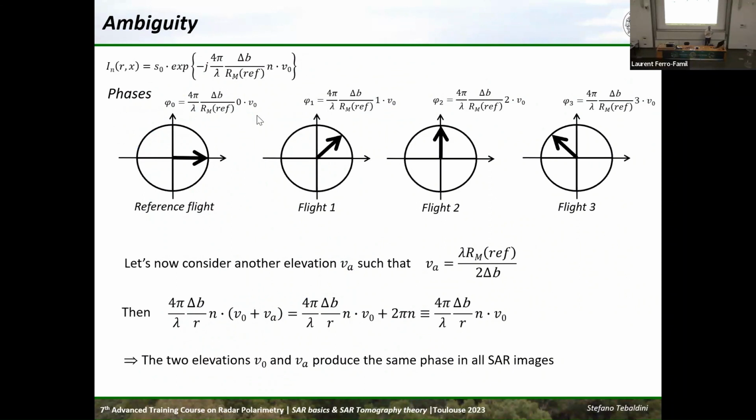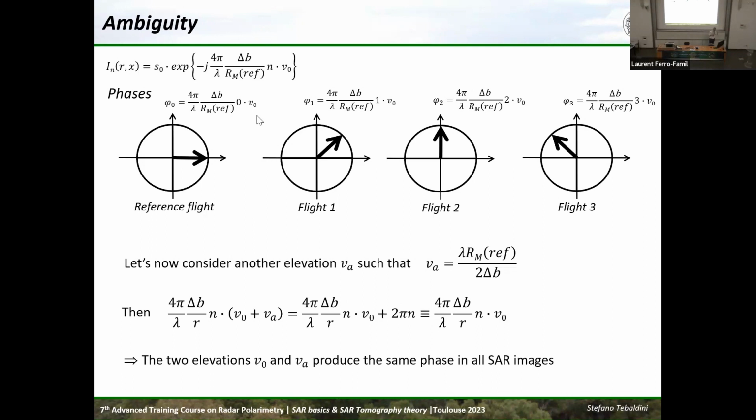So let's analyze the phase. Let's say that we have a true target at some elevation V0. The phase for acquisition number 0 is 0, because n is 0. For acquisition number 1, we have some phase, and we represent this in the complex plane as an arrow at some angle with respect to the horizontal axis. For acquisition number 2, we have yet another phase, and so on.